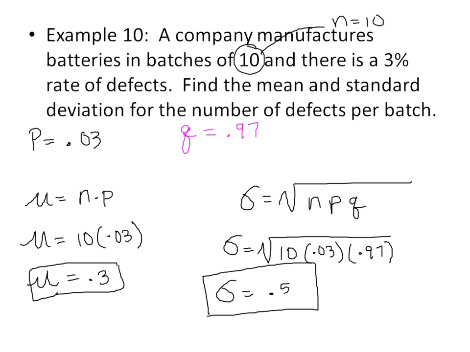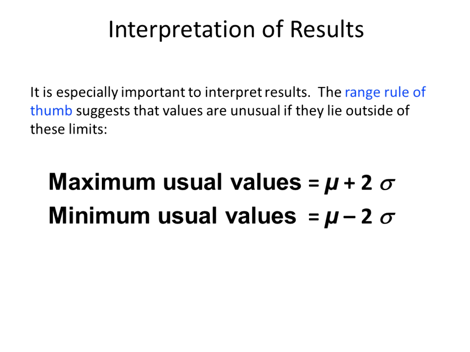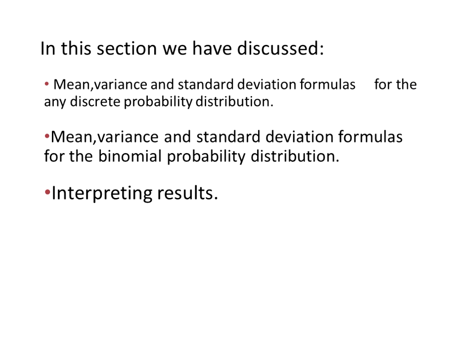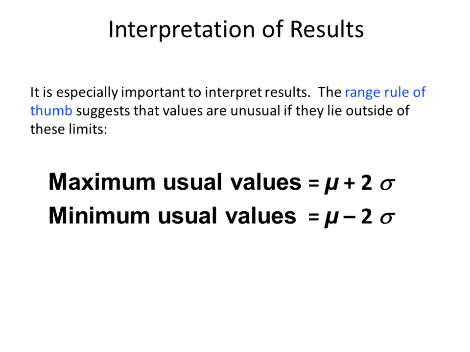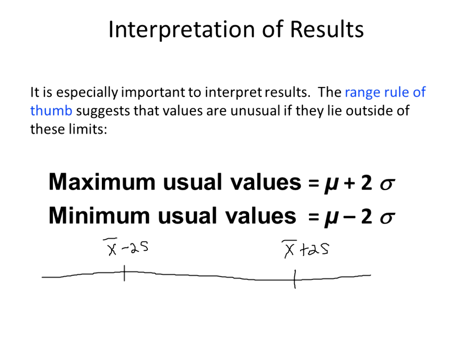Okay, I thought I was almost done, but I just saw there's one more slide. I think I've already talked about this. This is just a reminder that the way we find maximum and usual values is the same as we've done in chapters 2 and 3. In chapters 2 and 3, we called it the mean minus 2 standard deviations and the mean plus 2 standard deviations. So the notation was different.